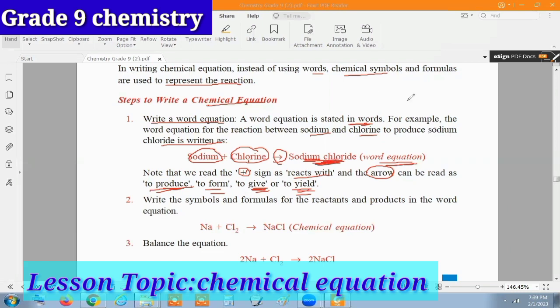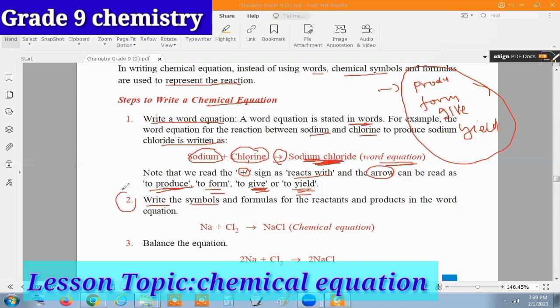So the arrow, when we read its meaning or its place, we may say to produce, or to form, or to give, likewise to yield. So its meaning is these. Now write the symbols.